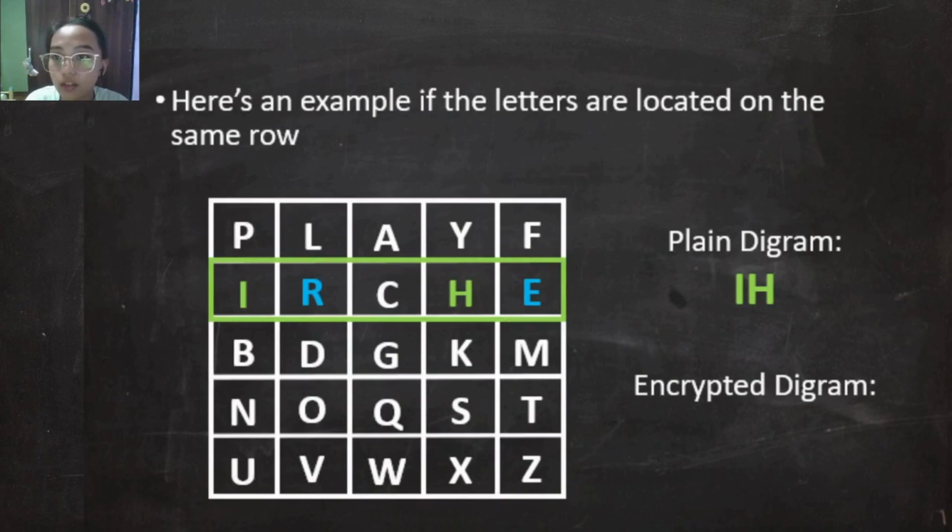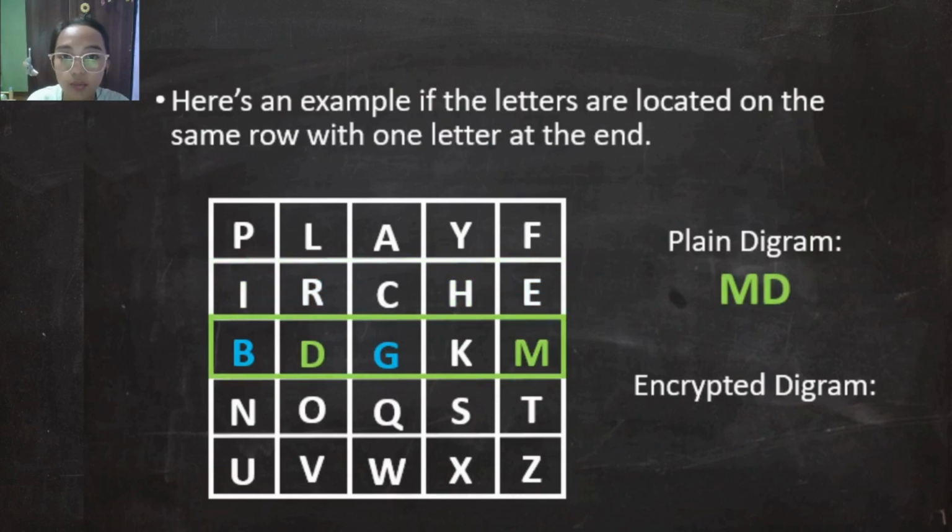So here are some examples if the letters are located on the same row, since our example didn't have any of that. So if the plain diagram would be IH, I and H are located on the same row, as you can see. So you interchange it into the letter to its right there. So I becomes R and H becomes E. So the encrypted diagram would be RE.